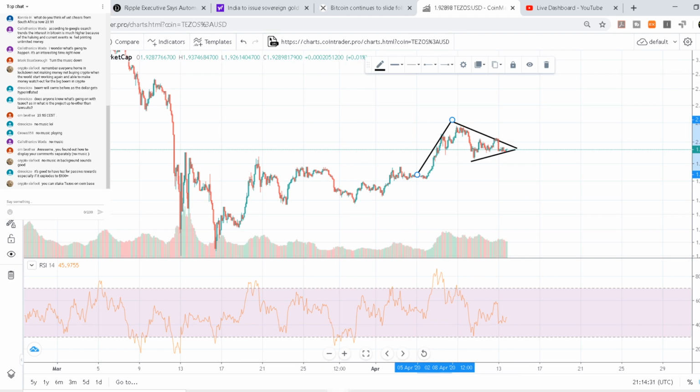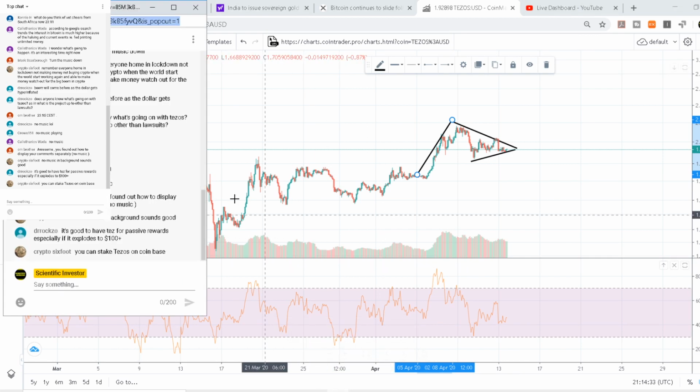Now we'll just check back to the chat. You found out how to display your comments separately. No music. Thank you very much. It's good to have Tezos for passive rewards, especially if it explodes to $100. You can stake Tezos on Coinbase.